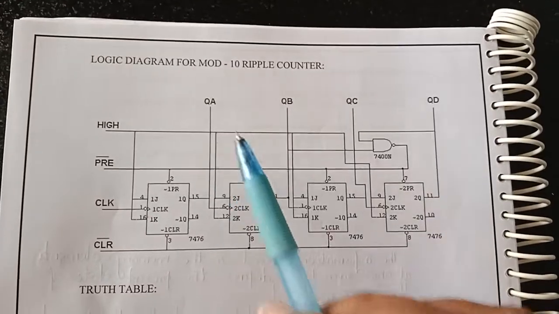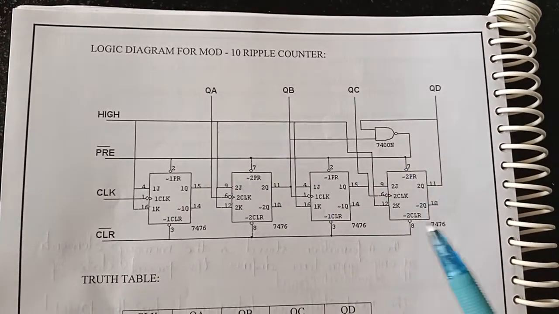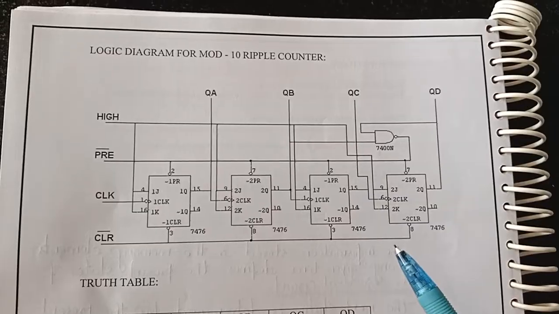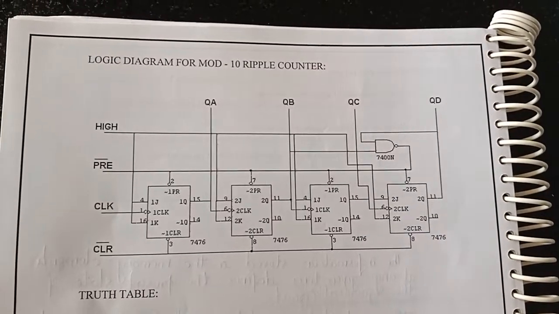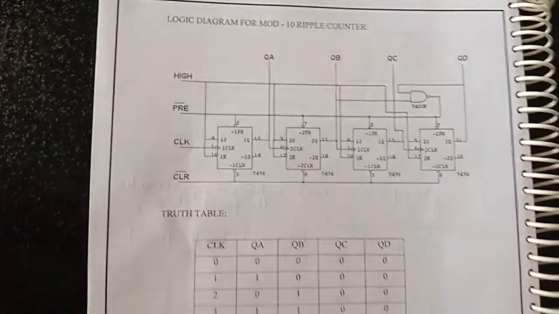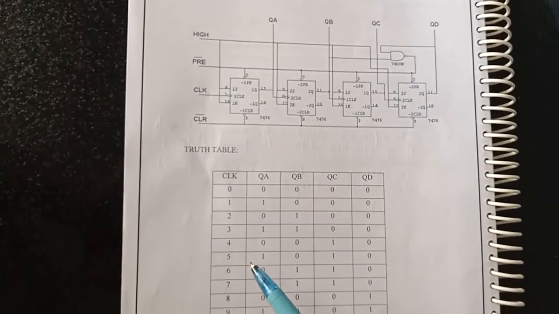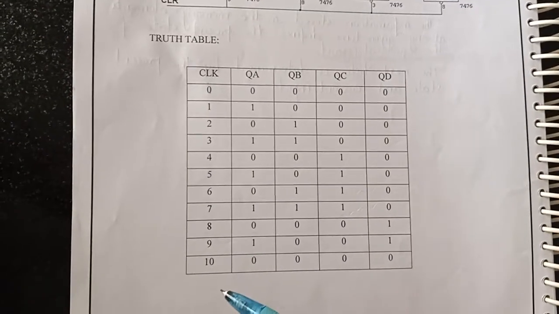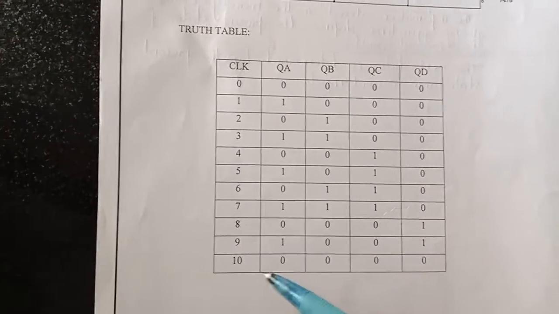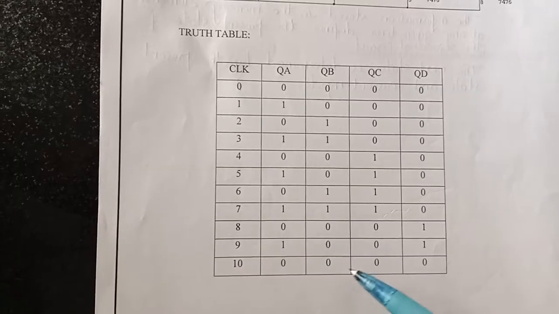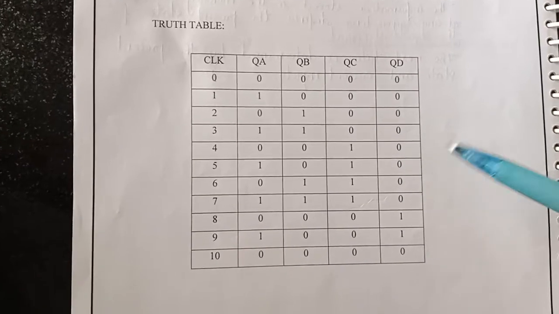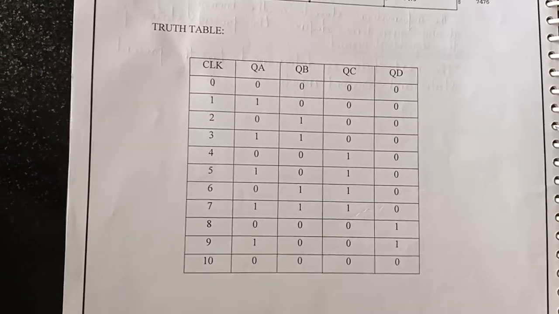Okay, this is the logic diagram for the Mod-10 ripple counter. The Mod-10 ripple counter counts the clock pulses from 0 to 10. The 4-bit ripple counter counts the values from 0 to 15, but this Mod-10 counter counts the clock pulses from 0 to 10. After applying the 10th clock pulse, all the values are reset, so they become 0, 0, 0, 0. The remaining operation is similar to the 4-bit ripple counter.